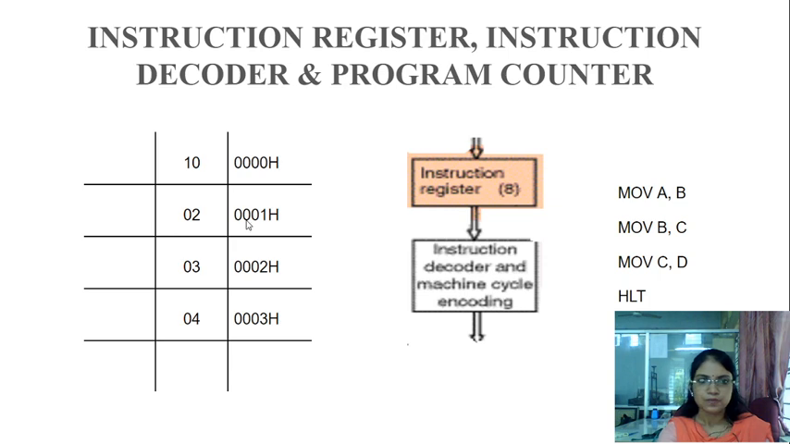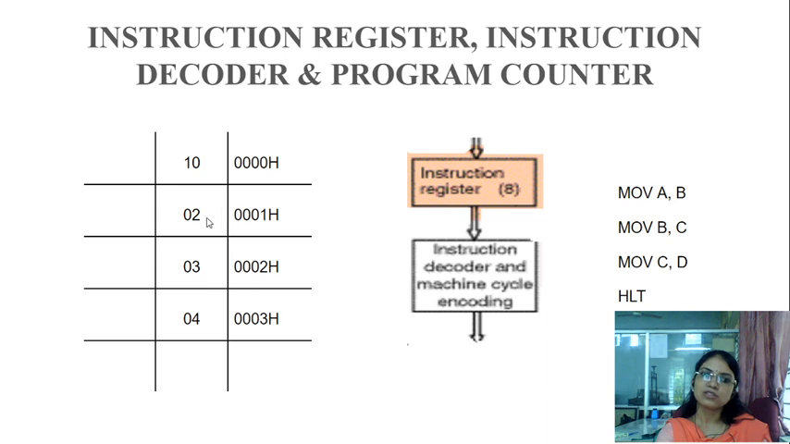So now the program counter has the memory location address 0001H. As soon as the memory location address is in the program counter, this 02H, that is the opcode of instruction B comma C, is fetched by the instruction register. 02 is fetched by the instruction register. This 02 will be transferred to the inputs of the instruction register through the buses, and in the instruction register the new opcode, that is 02H, is available.